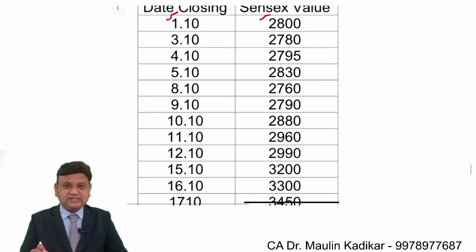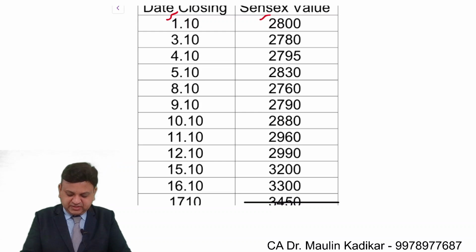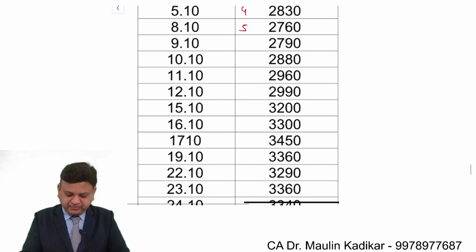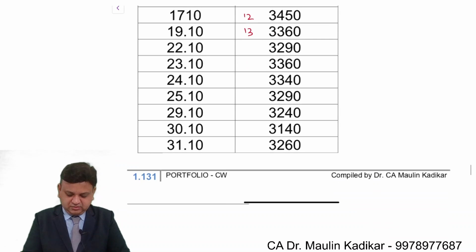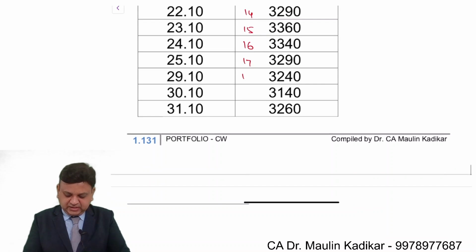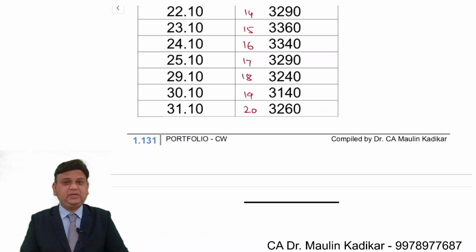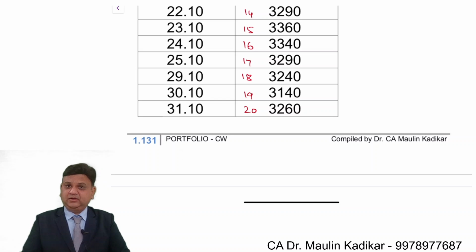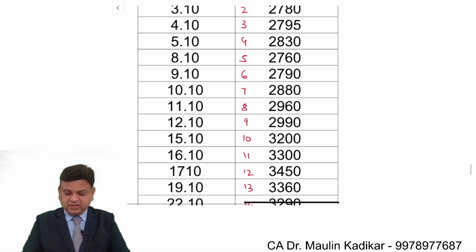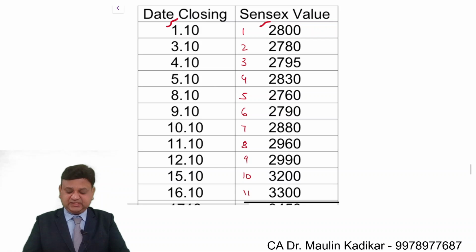So we can understand something like this. Don't write anything, let me explain to you. 1, 2, 3, 4, 5, 6, 7, 8, 9, 10, 11, 12, 13, 14, 15, 16, 17, 18, 19 and 20. How many closing prices are given? 20 closing prices are given. 20 is less than 30. So we understand that over here the number of closing prices is less than 30.